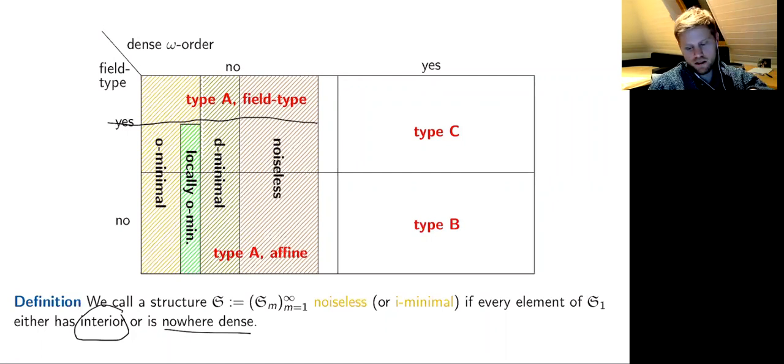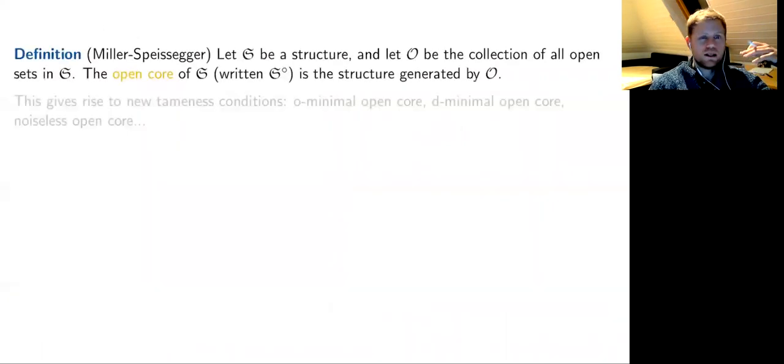So if I come back to the picture from the last time, I'll introduce the notion of an open core. A very natural thing in this kind of setting, and it was introduced by Miller and Speissegger. If S is a structure, you can take the subcollection of all open sets in this structure. That's not the structure per se, it's not a structure, but you can generate a structure using that. So the open core of a structure is the structure generated by the open sets.